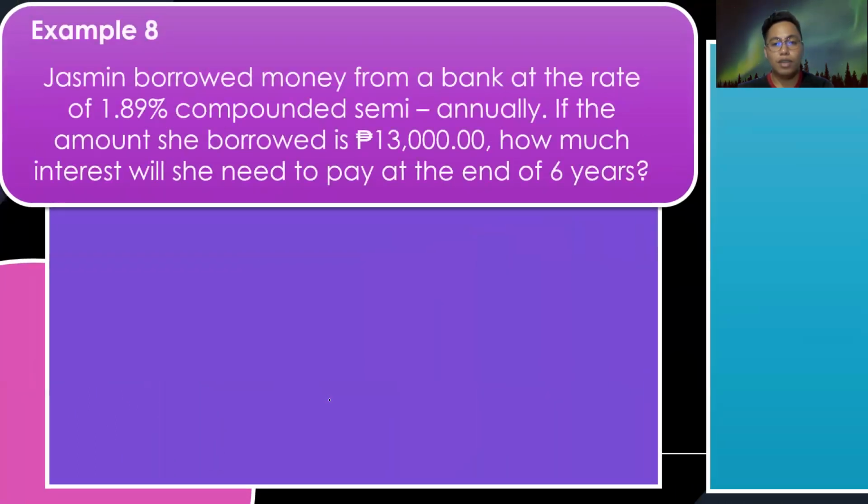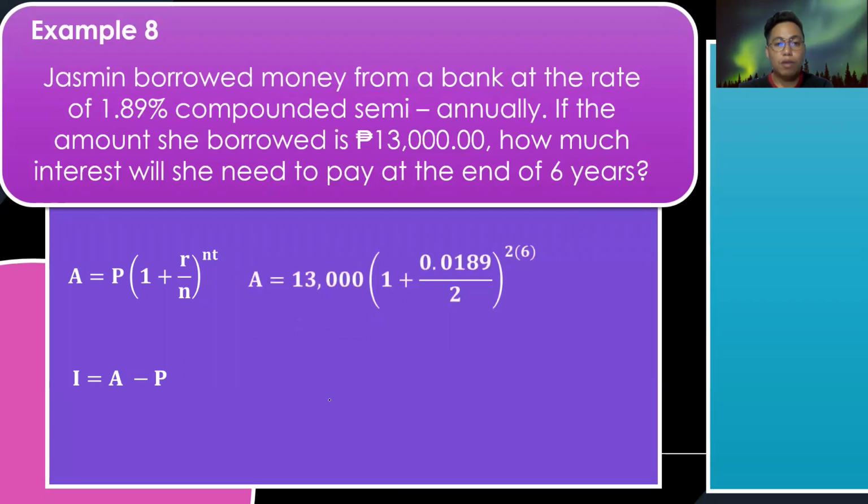Let's have another example. Jasmine borrowed money from a bank at a rate of 1.89% compounded semi-annually. If the amount she borrowed is 13,000 pesos, how much interest will she need to pay at the end of 6 years? We will be using the formula for future value, and after finding the future value, we have to subtract the principal amount so that we will be able to identify how much interest she earned. Now, our principal amount will be 13,000 pesos, the amount borrowed. And then the rate of interest will be 1.89%, which in decimal is 0.0189.